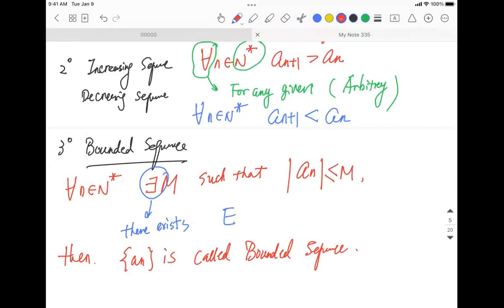What does it mean? It means that for any given n, 1, 2, 3, 4, up to 1 trillion, whatever, there always exists a number M such that every a_n is less than or equal to M. You can choose a_1, a_2, a billion, a trillion, whatever number you want, and I can always find a number that is greater than your sequence. So your sequence is bounded.